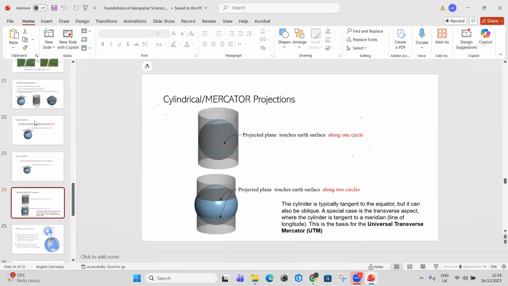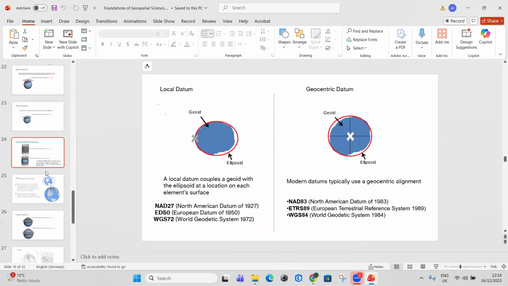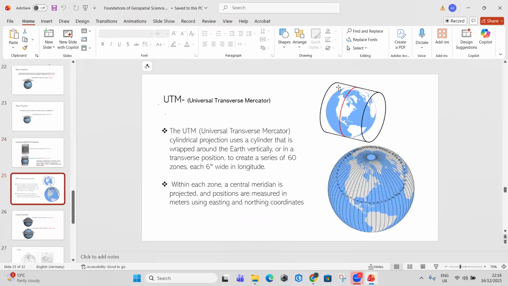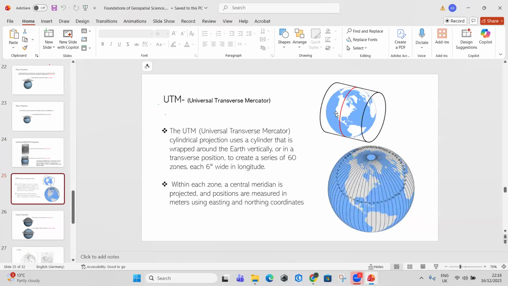I told you in the geographic coordinate system, 99% of the times we are using WGS 84. And when we are working with cylindrical, so that is the projected coordinate system, 99% of the times we are using UTM. Okay. So how do we define UTM actually? UTM is a special case in which the paper is not folded horizontally, rather it is folded vertically around the Earth.